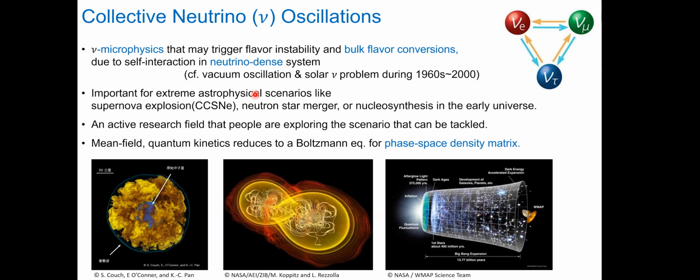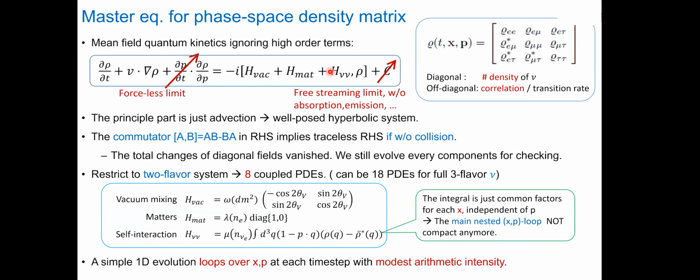This property originally comes from full quantum physics, so the full equation is complicated and involves many-body physics. What we are actually solving is a mean field quantum kinetics equation, which is basically the Boltzmann equation for the phase space density matrix. The full equation looks like this. It is the mean field quantum kinetics description, ignoring the higher order terms. It involves the x derivatives and the p momentum derivatives, and involves some source terms and collision terms.